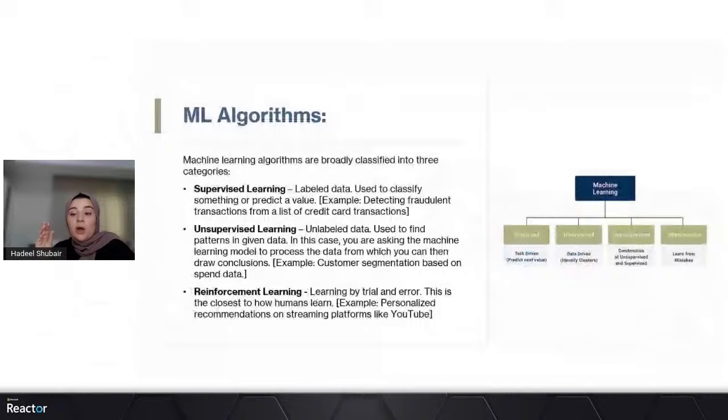Supervised is when you have labeled data. For example, let's say you want to detect fraudulent transactions in a list of credit card transactions. This is where it is supervised. You want to predict a value. Unsupervised is unlabeled data, as we said. You're asking the model to process the data from which you can then draw conclusions. For example, based on spend data, you want to segment the customers. Reinforcement learning is where the model learns by trial and error. This is actually the closest thing to how we as humans learn. For example, you have the personalized recommendations on streaming platforms like YouTube and Netflix.